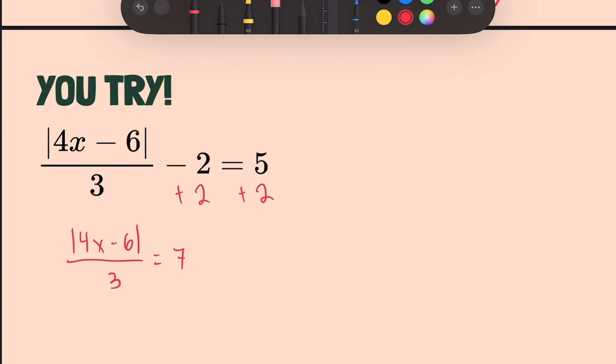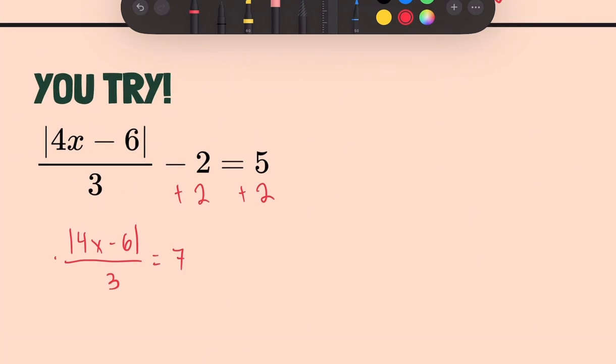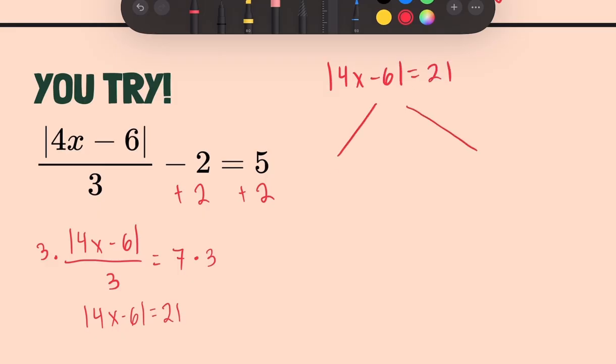Now here I'm dividing by 3, so in order to get rid of it, I'm going to multiply both sides by 3, and I get left with the absolute value of 4x minus 6 is equal to 21. Now I'm going to work on it over here so that I have more space. Now I'm going to make my same two equations. 4x minus 6 is equal to positive 21, and 4x minus 6 is equal to negative 21.